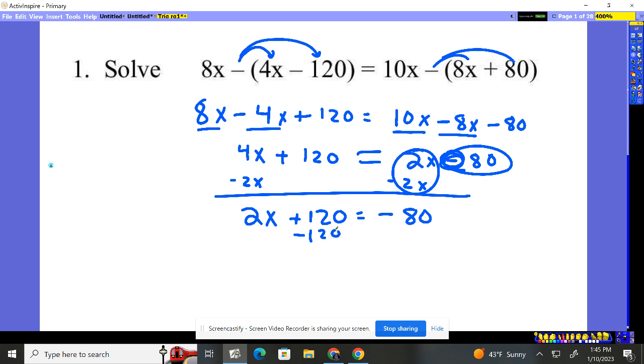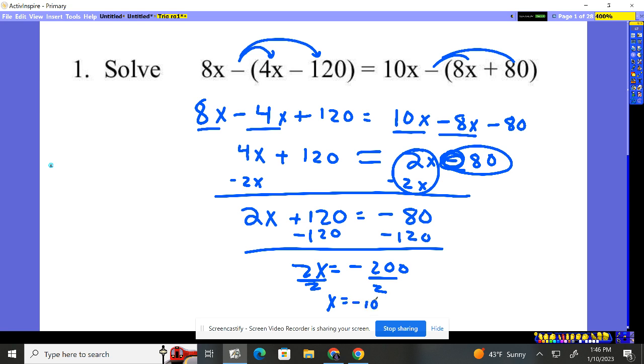I now subtract 120 from both sides. I have 2x equals negative 200. I then divide by 2. X is negative 100 is the value for problem 1.